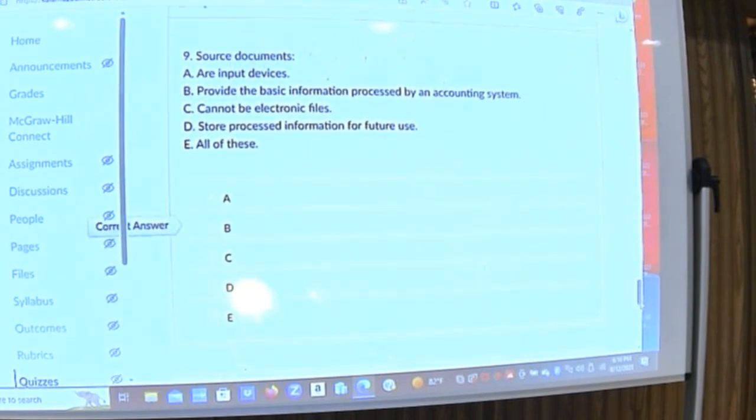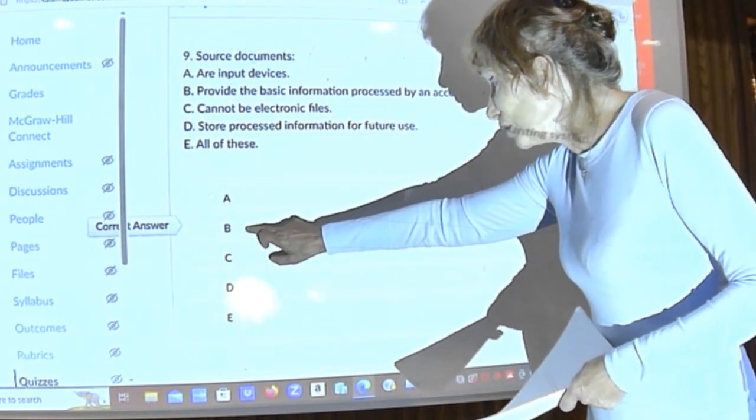Number 9, here's a term that you haven't dealt with before, a source document. Source document provides the basic information processed by an accounting system. Okay, so in other words, you have to have some kind of hard data before you make an entry into your accounting system. Your auditor is very interested in that hard data. Could be a bank statement, could be an invoice, any one of a number of things, but at any rate, it's a source document. Here's your response right here, B.